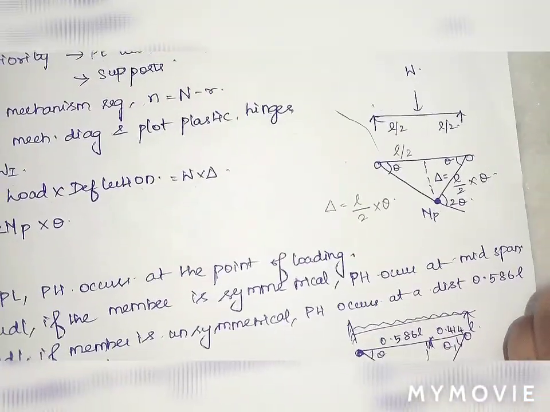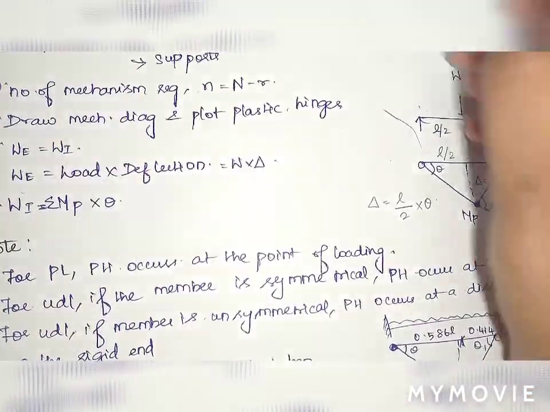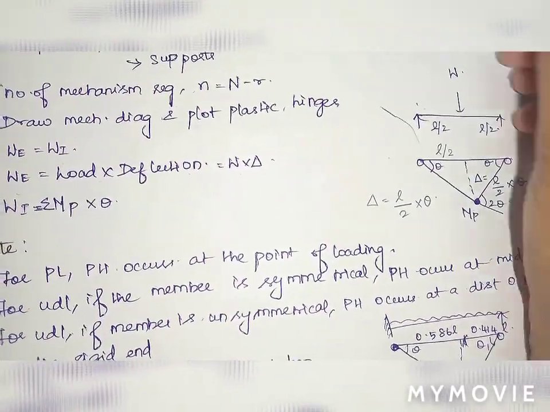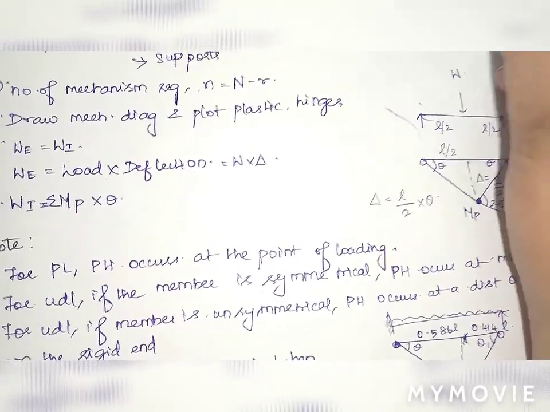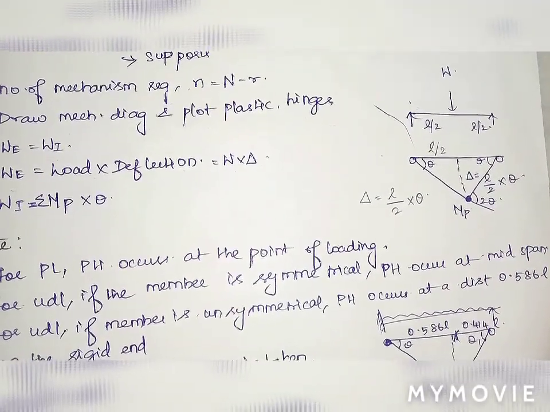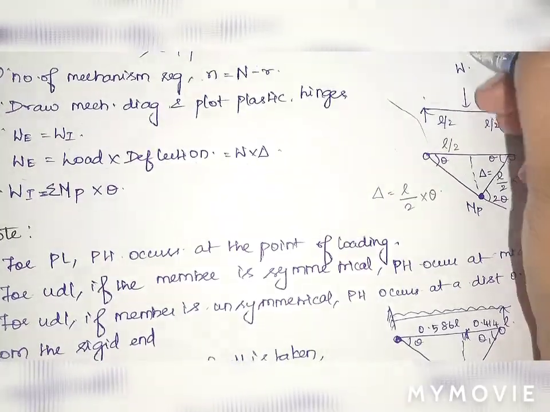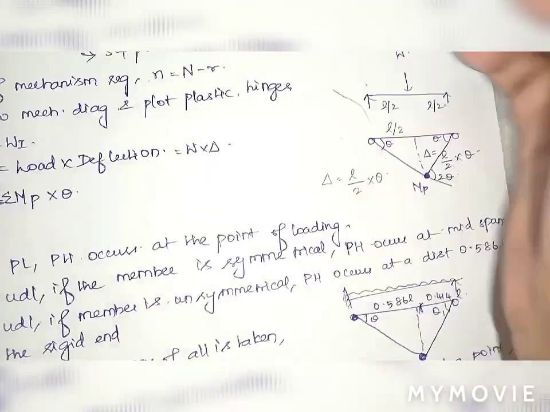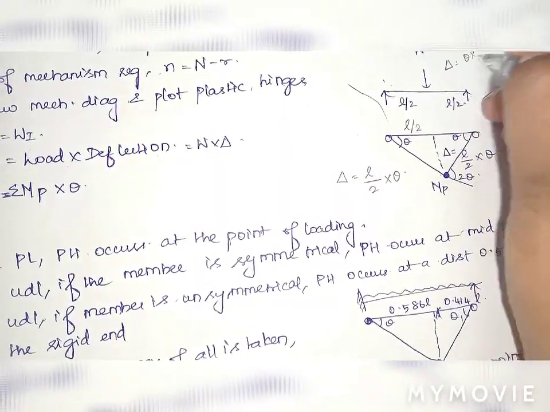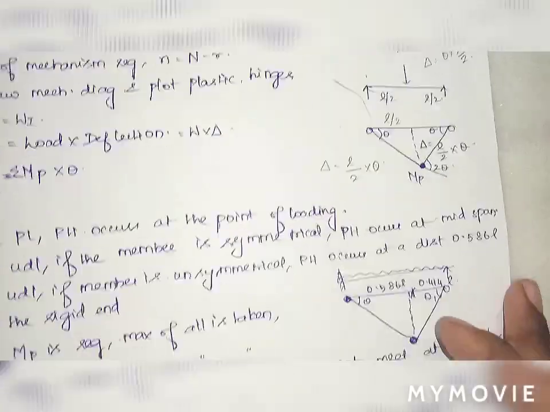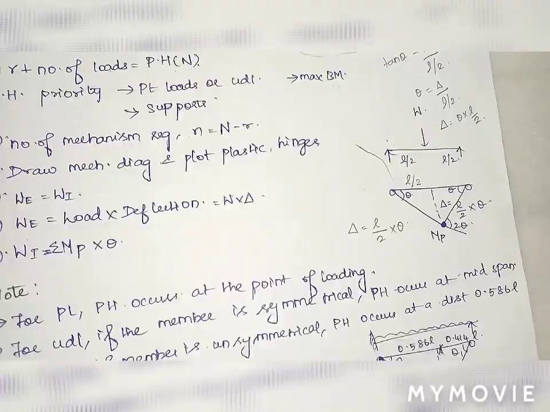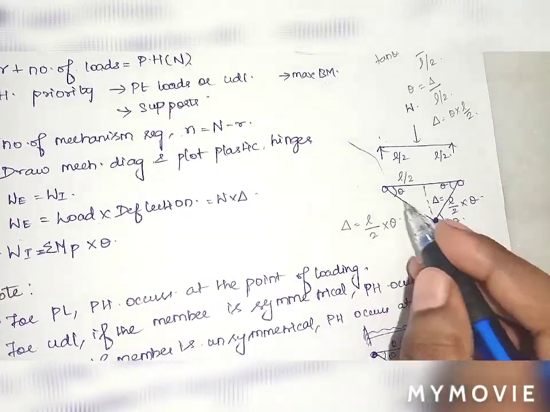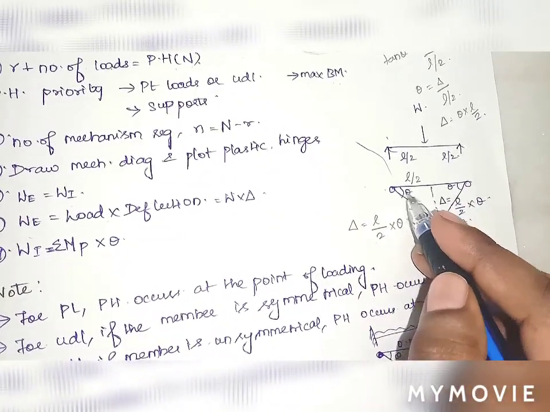How we have arrived at this: we know that in this triangle tan theta is equal to opposite by adjacent, that is equal to delta by L by 2. Since the deflections are always very small, we can assume that tan theta is approximately equal to theta, which is equal to delta by L by 2. Hence delta is equal to theta into L by 2. So that is what I have written here. The deflection is always equal to the distance into the corresponding rotation. Always keep this in mind.